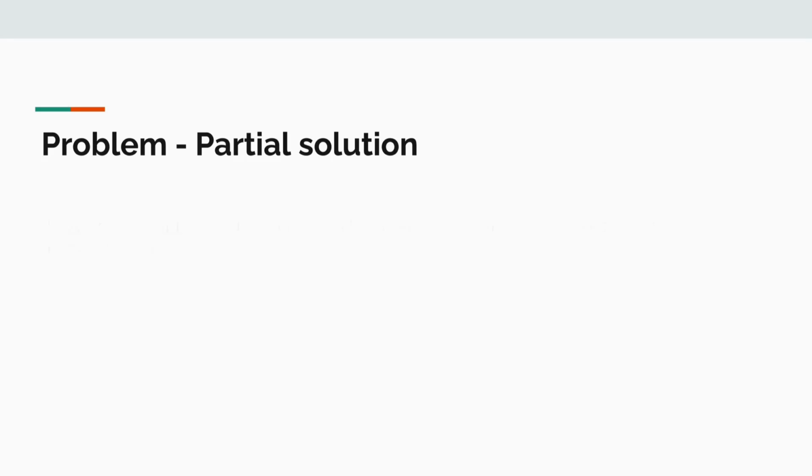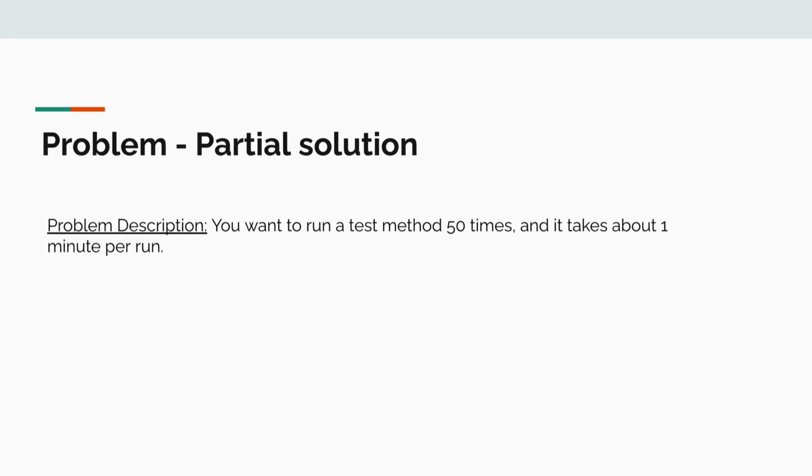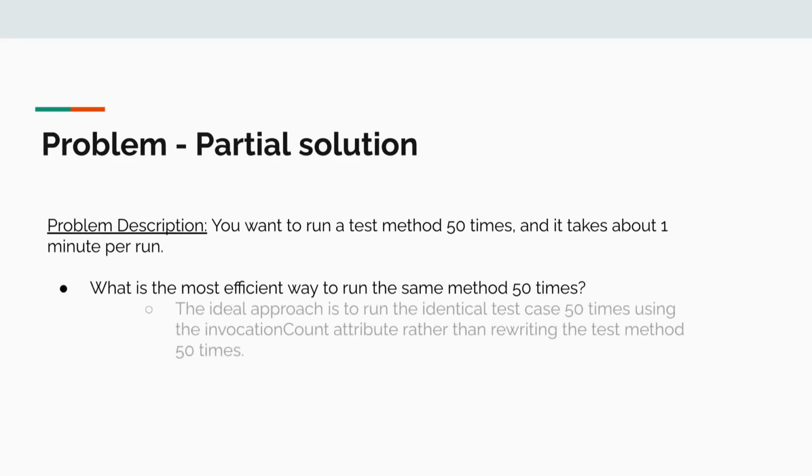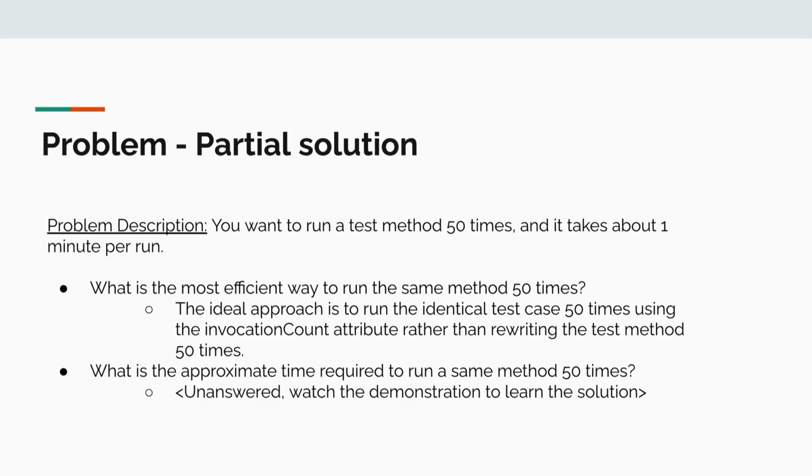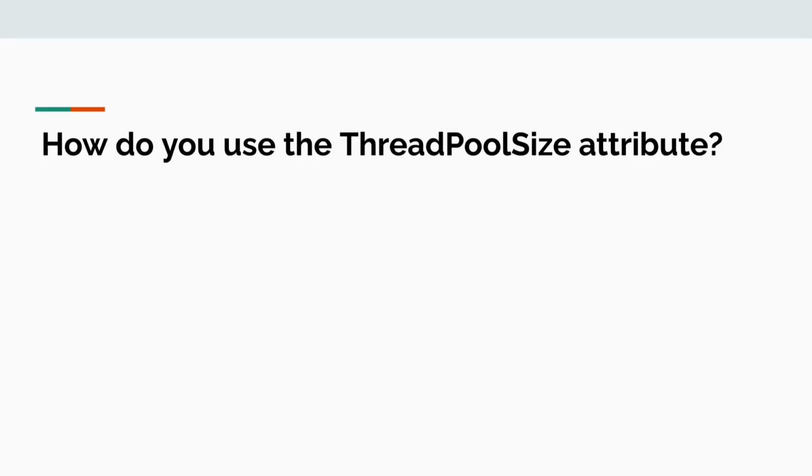On the first problem which I asked at the start of this video, the most efficient way to run the identical test case 50 times is using the invocation count attribute rather than rewriting the test method 50 times. This is the solution of the first problem. The approximate time required to run the same method 50 times, the solution will be in the demo part, so just watch the demo to learn the solution. So how do you use the thread pool size attribute?